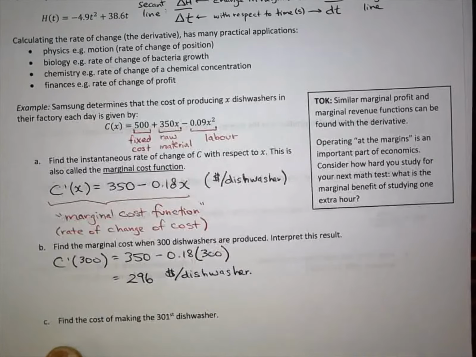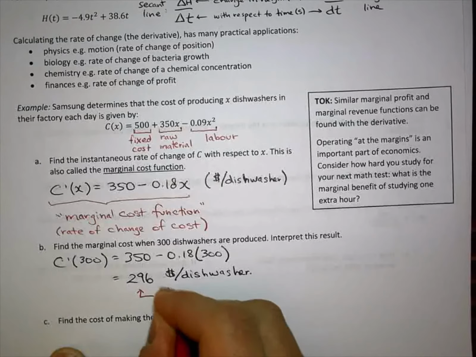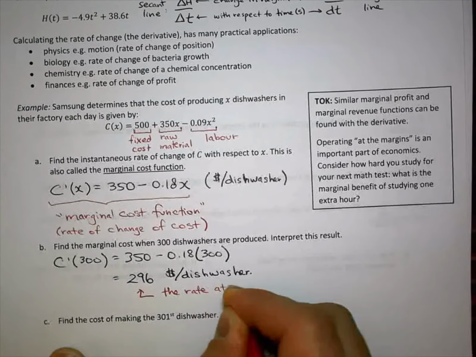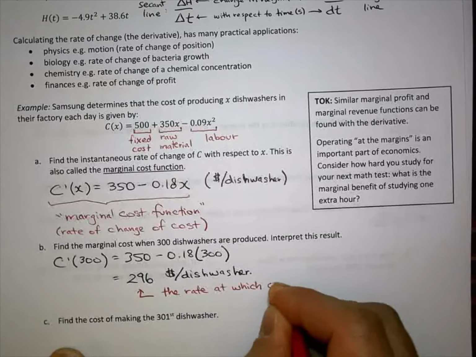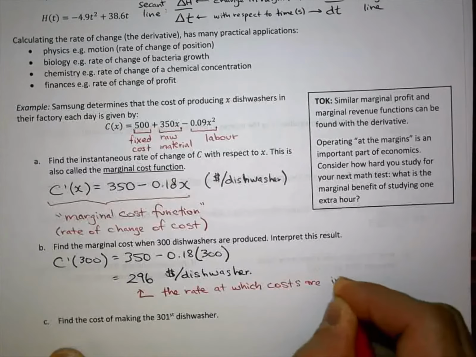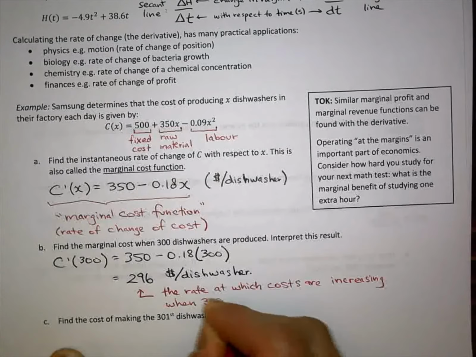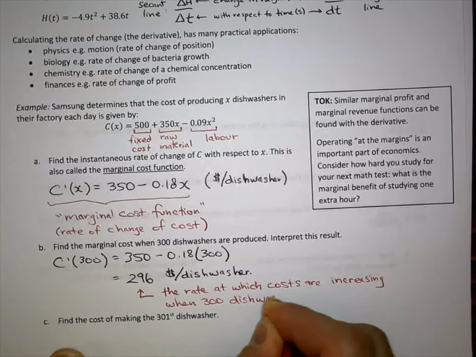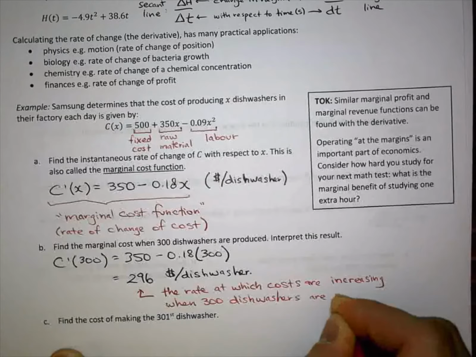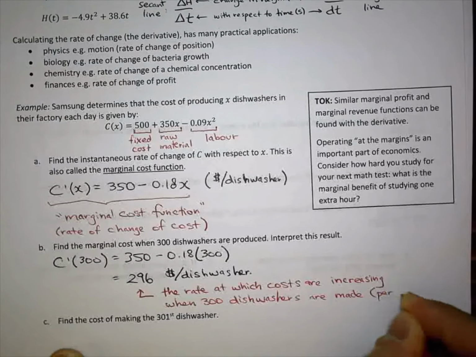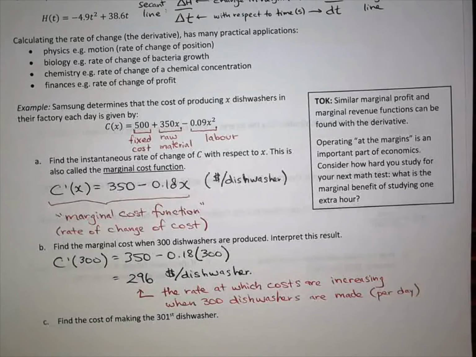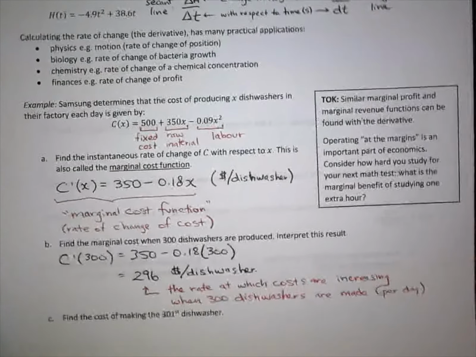So we have, just to interpret it, the rate at which costs are increasing when 300 dishwashers are made. Let's say per day. The cost of the first dishwasher is probably a lot. You have to get the factory fired up and all the workers in. But then the cost of the 300th dishwasher is probably a small increase.